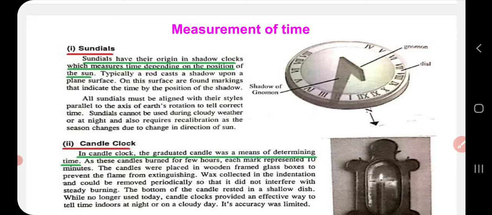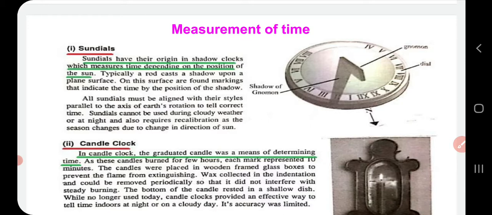Now here I will be presenting only the main topics, that is, the various instruments used for measuring time right from the early days till present. Let's begin with a few simple instruments that were used during the early days. One such instrument is the sundial. As the name indicates, sun, this instrument measures time depending on the position of the sun.